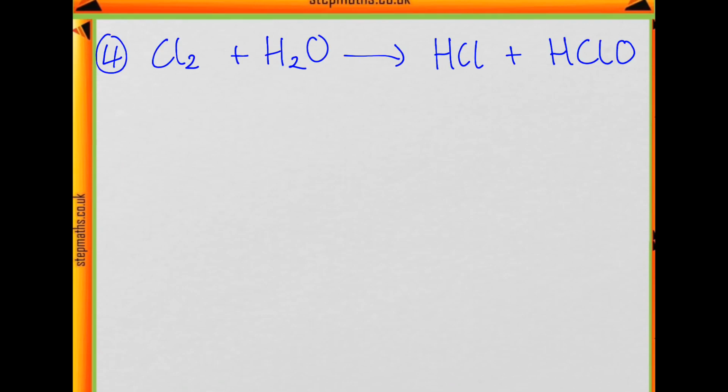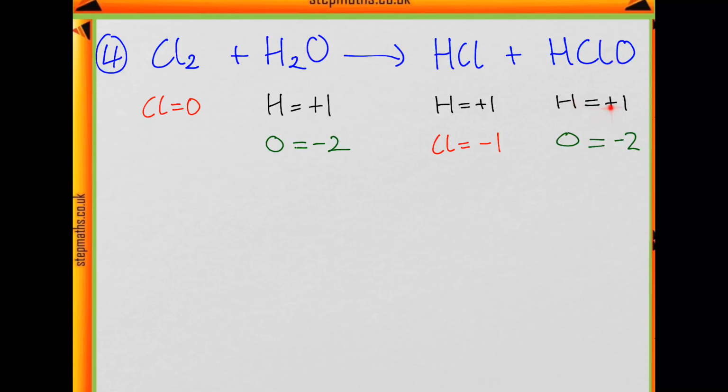Now finally, equation 4, we have chlorine gas plus water goes to HCl plus HClO. So for chlorine gas, we know that chlorine has an oxidation state of 0. For water, H has an oxidation state of plus 1, and oxygen has an oxidation state of minus 2. In HCl, H has an oxidation state of plus 1, and chlorine has an oxidation state of minus 1. Now finally for HClO, H has an oxidation state of plus 1, and oxygen has an oxidation state of minus 2. Therefore, the oxidation state of chlorine, to balance out, has to be plus 1.